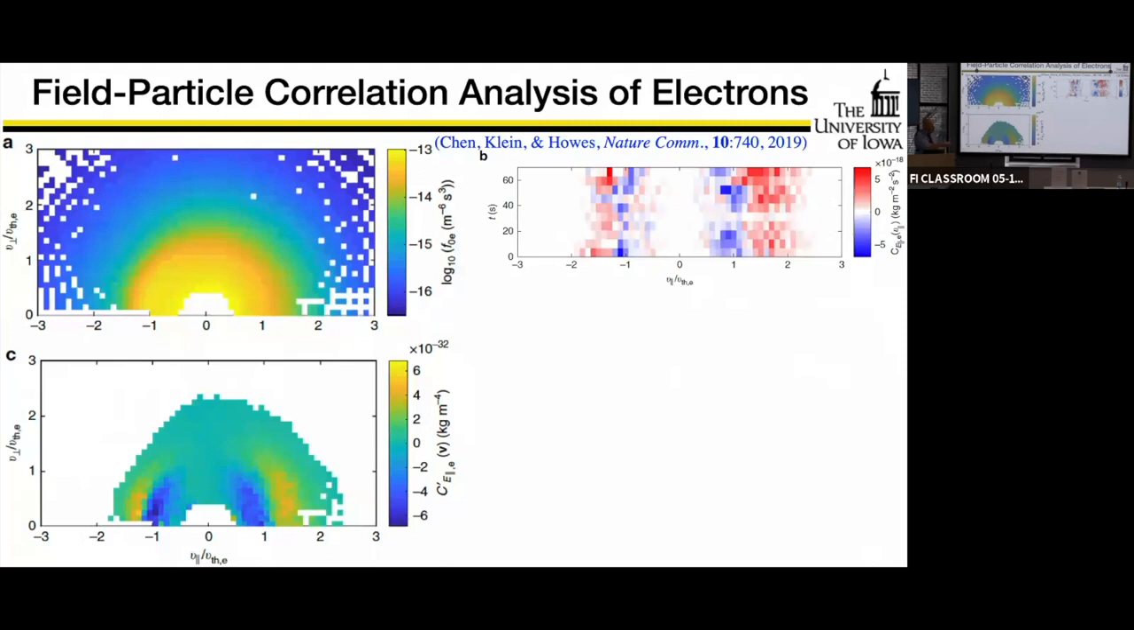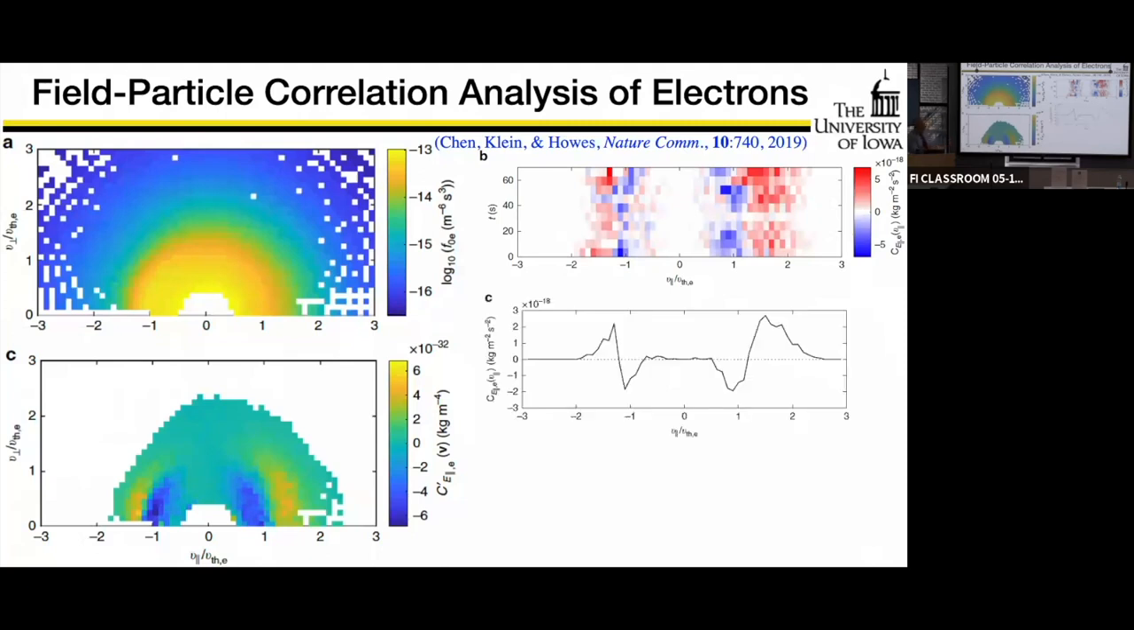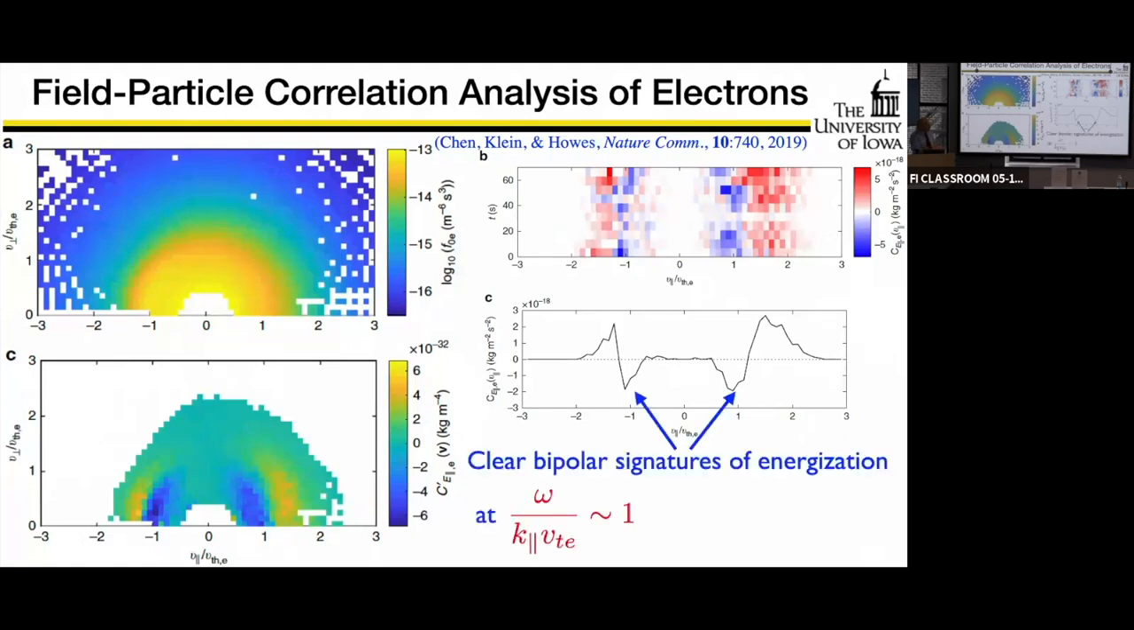And if we integrate that over time, we get a single reduced parallel field-particle correlation plot. And we see two very clear bipolar signatures of energization. They're associated with the Landau damping of kinetic Alfvén waves that are either propagating up the magnetic field or down the magnetic field. So this was the first definitive spacecraft observation of Landau damping in a space or astrophysical plasma.